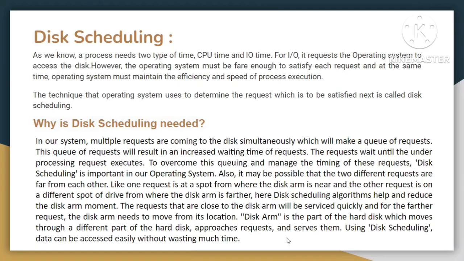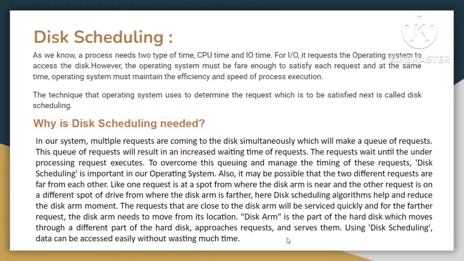So what is disk scheduling? As we know, a process needs two types of time, CPU time and IO time. IO time means input output time. For IO, it requires the operating system to access the disk. However, the operating system must be fair enough to satisfy each request, and at the same time, it must maintain the efficiency and speed of process execution. The technique that the operating system uses to determine which request is to be satisfied next is known as disk scheduling. In simple words, the order in which the operating system will process our disk requests is known as disk scheduling.